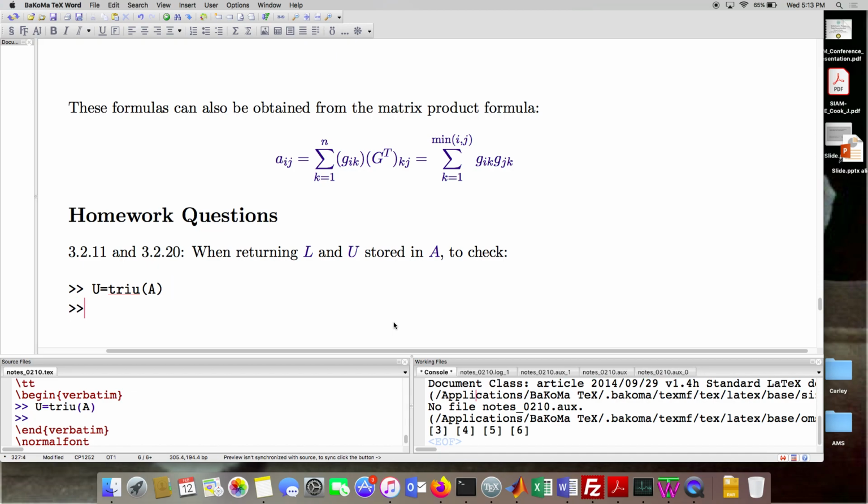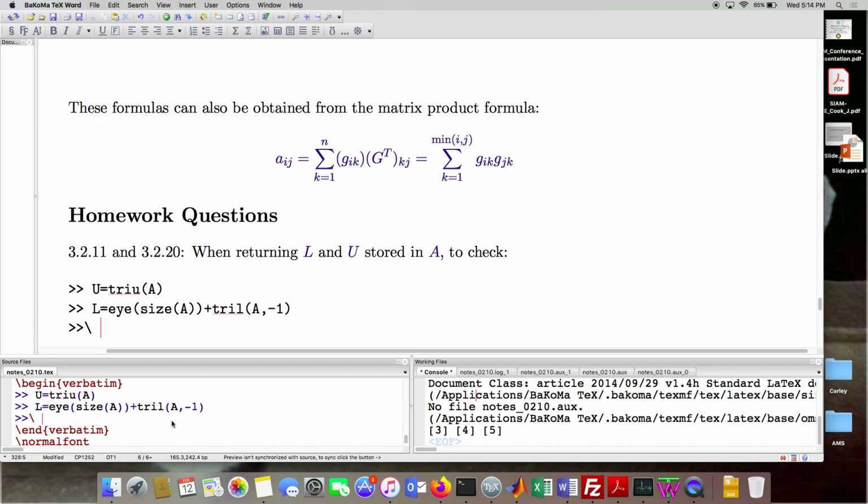Now, as far as L, what you can do is make an identity matrix that's the same size as A, so that fills in the diagonal part. Then you can add on to it the lower triangle of A, but use -1 as a second argument. That way it leaves out the diagonal. It takes everything strictly below the diagonal, and now you have L.